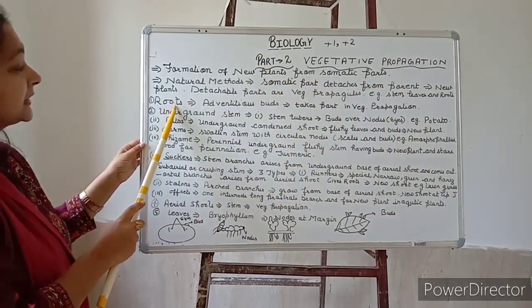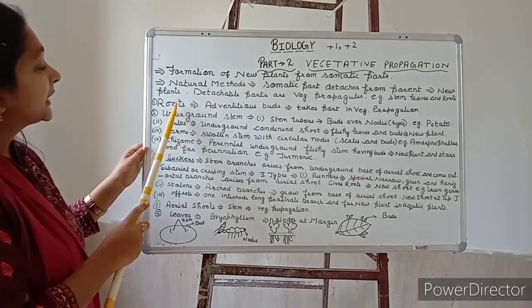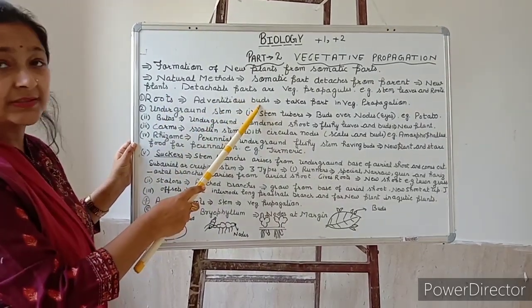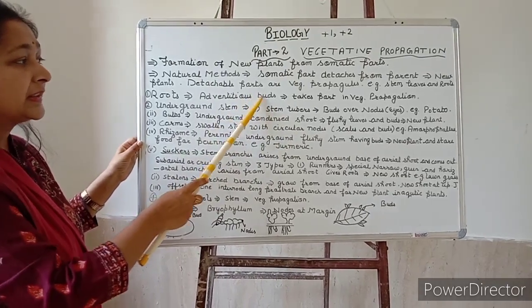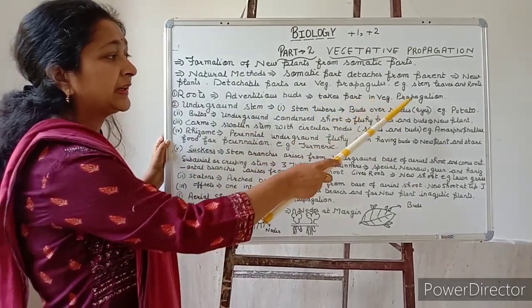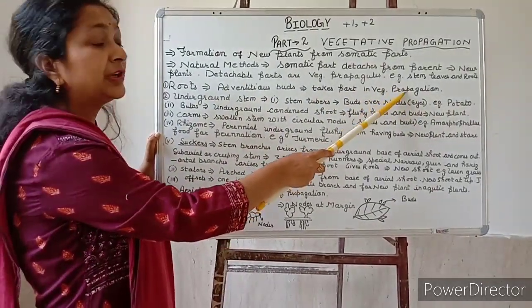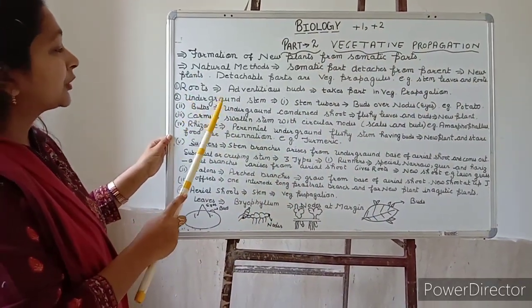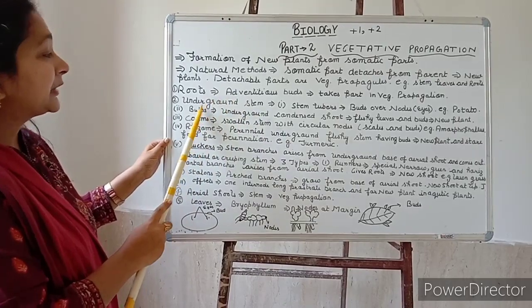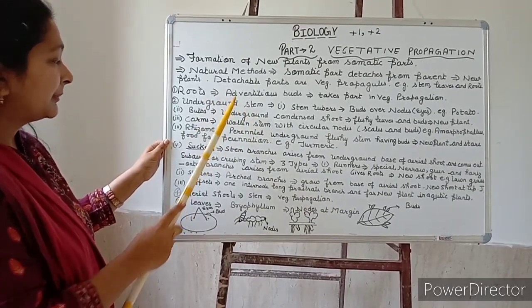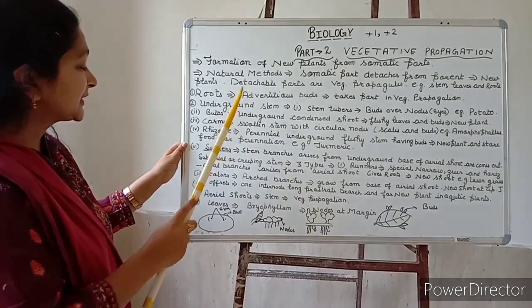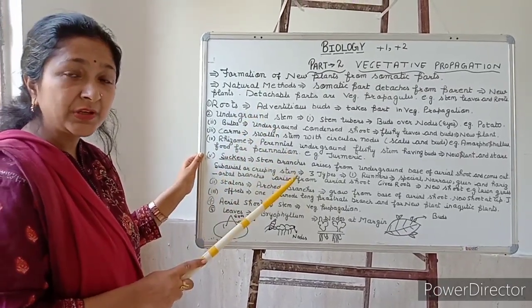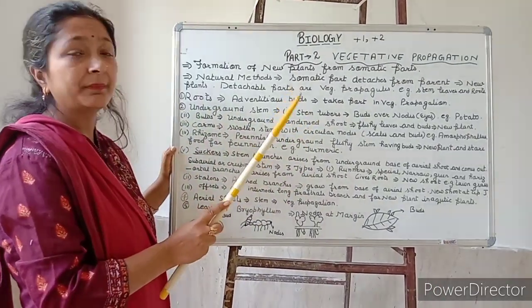The first is roots. In case of roots, roots develop adventitious buds, and these buds take part in vegetative propagation and form new plants. Next, underground stems. Underground stems are of many types, and we are going to discuss 5 types of underground stems. They are the stems which are present within the soil.